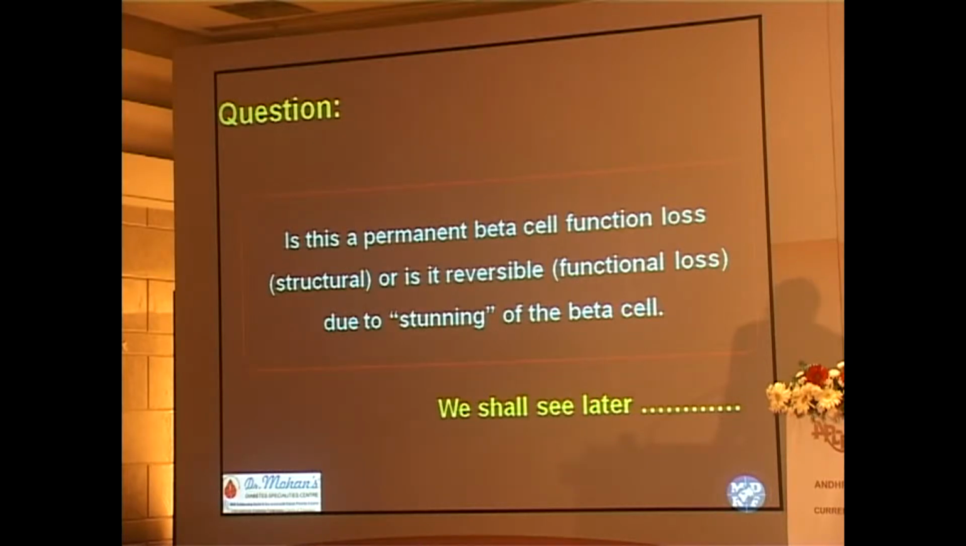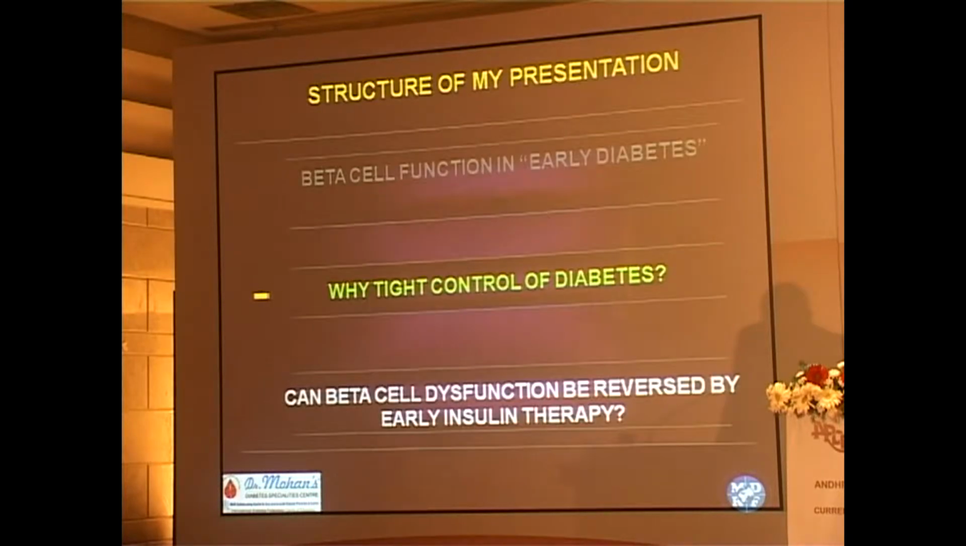So is that beta cell just undergoing a stunning, or has complete apoptosis occurred whereby all the cells are dead and nothing can be done? So we have to do this by clinical studies, and I'll show this to you later. Just a minute to digress on this. Why tight control of diabetes at all from the beginning? Why this early and aggressive treatment?